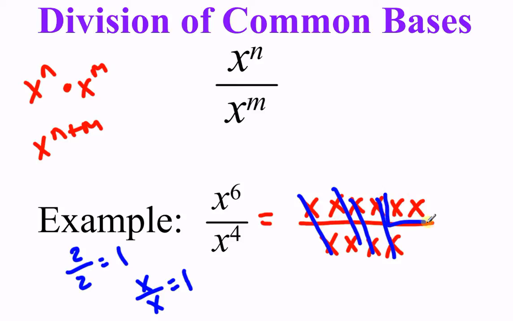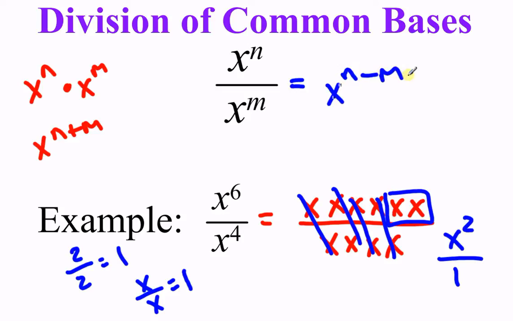So you're really just left with these two, which would be x squared in the top over 1 if you wanted to write it, or just plain old x squared. Now, the shortcut would have been to subtract the 6 and the 4, kind of like when we added these two together. So multiplication, addition, division, and you subtract. So it'd be x to the n minus m.